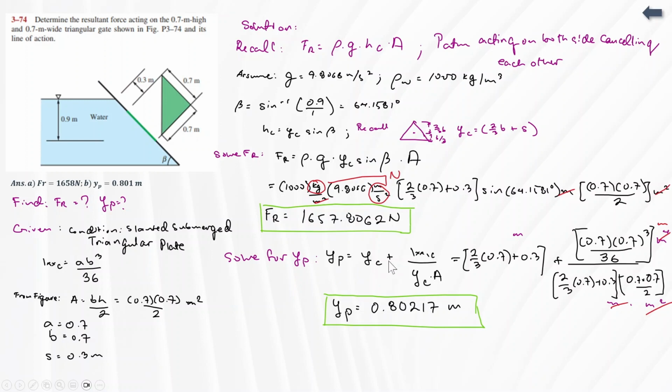Then to solve for the center of pressure, yp, it's simply the formula yp equals yc plus moment of inertia divided by the product of yc and area. So yc is 2/3 times 0.7 plus 0.3, in meters, and you would get 0.8001 meters. I guess the hardest part here is just knowing what moment of area to use, and of course the area of that shape.